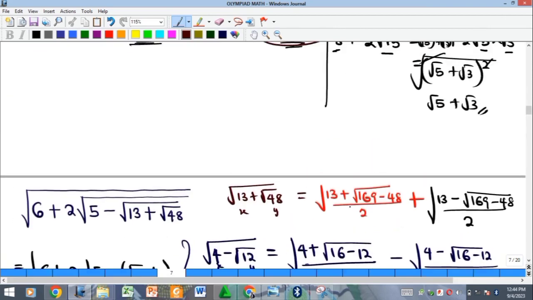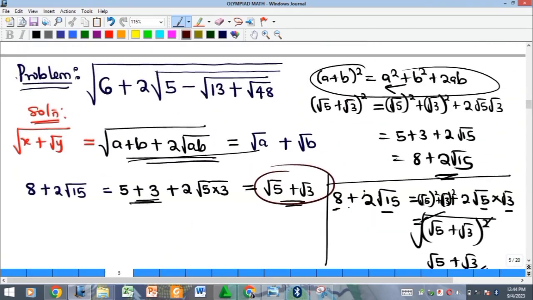Okay, so you can choose which one you want to use. If you use this approach here, the one I did here, you will also get your answer. It will only take a little time.